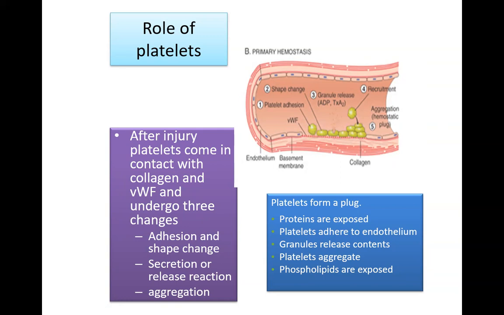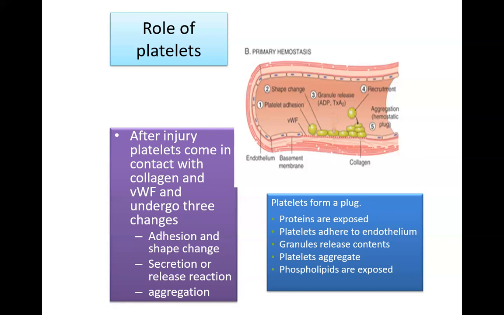All of these steps, platelet adhesion, shape change, granule release, more recruitment of the platelets at the site, and finally formation of the platelet plug due to platelet aggregation, are collectively known as primary hemostasis. Okay, so there are two steps in primary hemostasis. Number one was vasoconstriction. Number two is formation of the platelet plug. When the platelet plug formation happens, primary hemostasis is complete. So these platelets come to the site of injury and attach to the vessel wall. They will undergo shape change, secretion, aggregation, and they are going to form a plug.